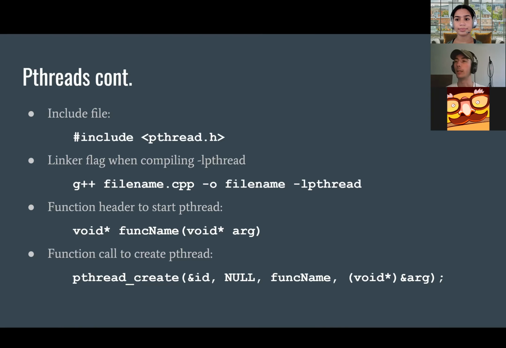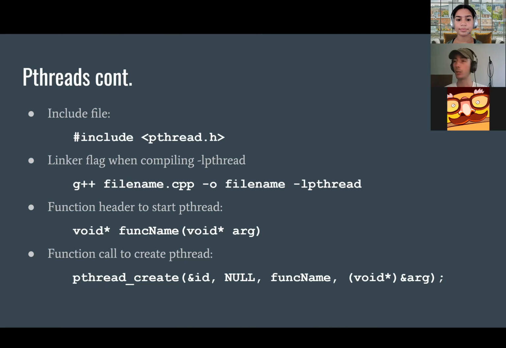But if you guys remember casting, casting between data types, anything that you pass into this method that you want to use as an argument needs to be passed in as a single void star argument. So we'll go over how you do that in practicality later on.